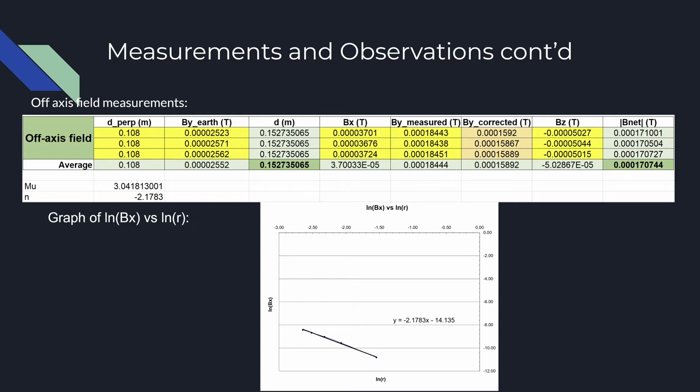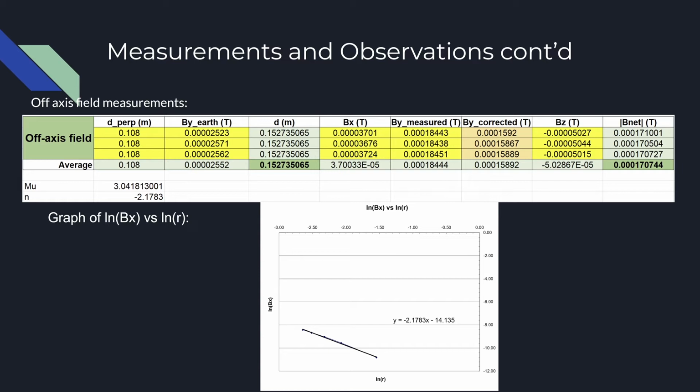My magnetic field in the z direction is about negative 5 times 10 to the negative fifth. And then my net magnetic field is going to be about 1.7 times 10 to the negative fourth. My graph is shown below. And then the value of mu I calculated for my magnet was about 3.04, and the value of n that I got from my experimental data was about negative 2.17.